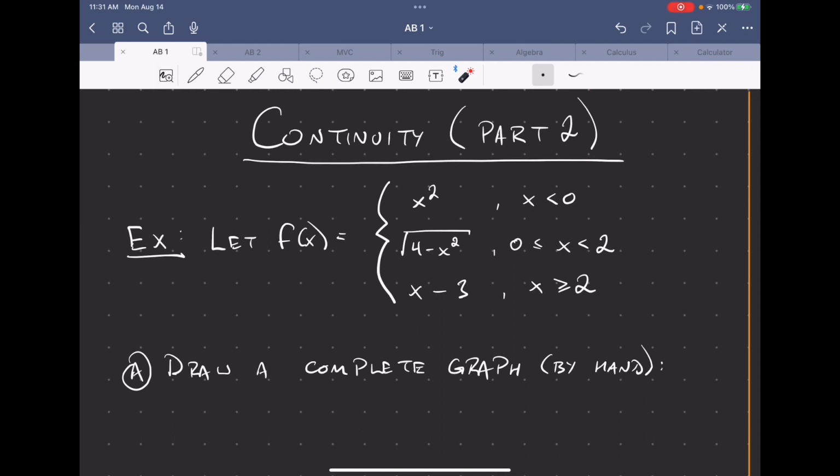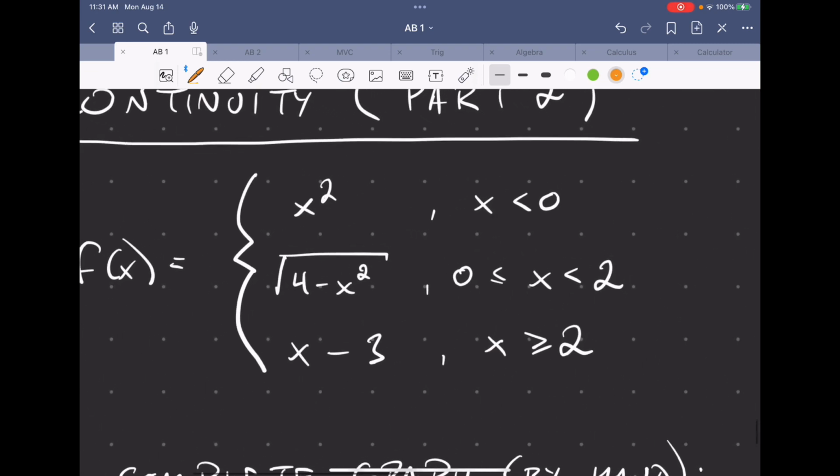You should know how to graph all of these without a calculator. Hopefully you can just look and recognize what type of function each of these is. If not, let's just run through it real quick. x squared is quadratic. This shape would be a parabola, centered at the origin.